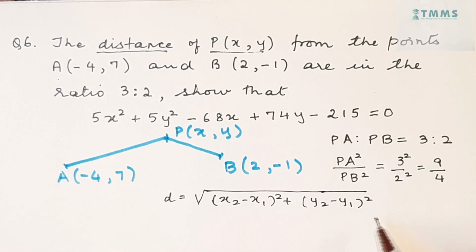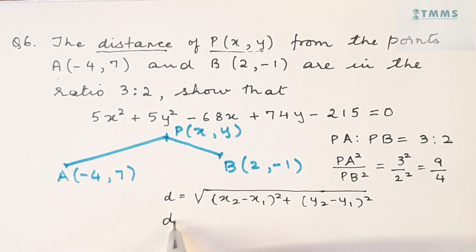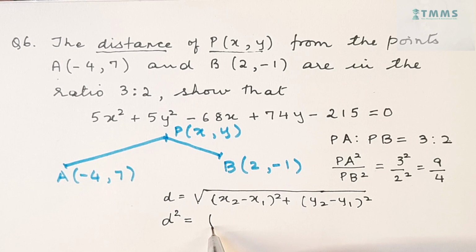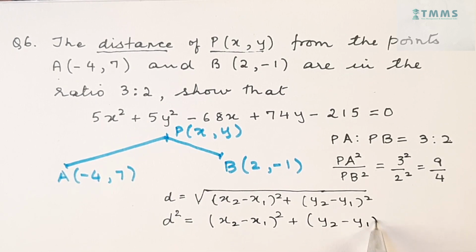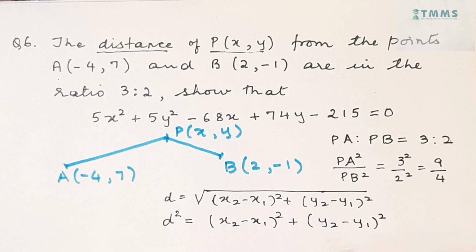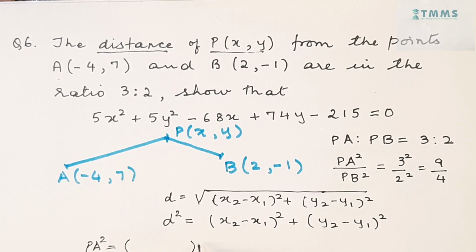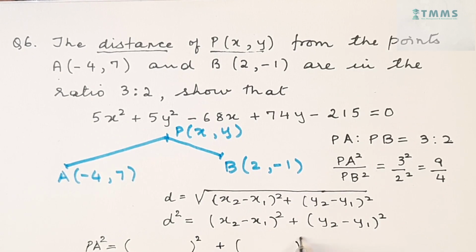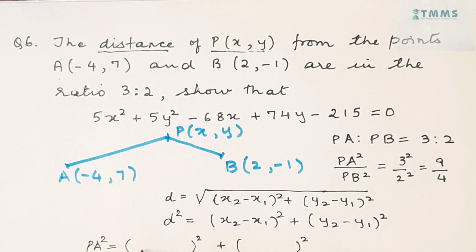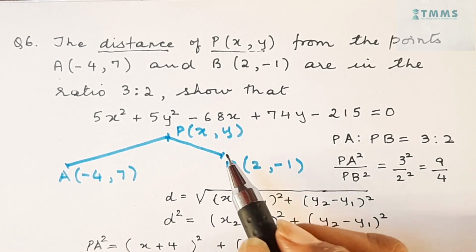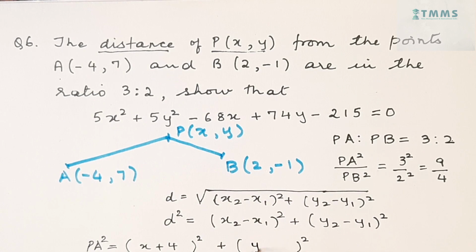Were you able to remember this? That's right. So that is well done for you. Now, d square will be, because we are taking the square, x2 minus x1 whole square plus y2 minus y1 whole square. And so we are going to find the value of PA square. We will keep the two brackets ready for x2 minus x1 and y2 minus y1. So what are brackets? x minus (minus 4) means x plus 4, and y minus 7.